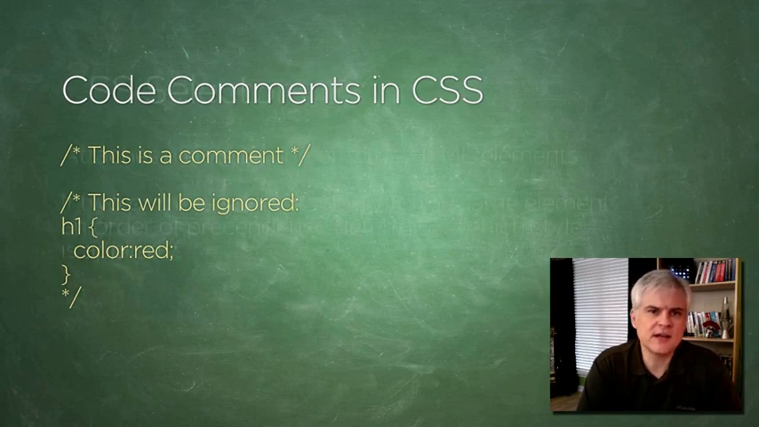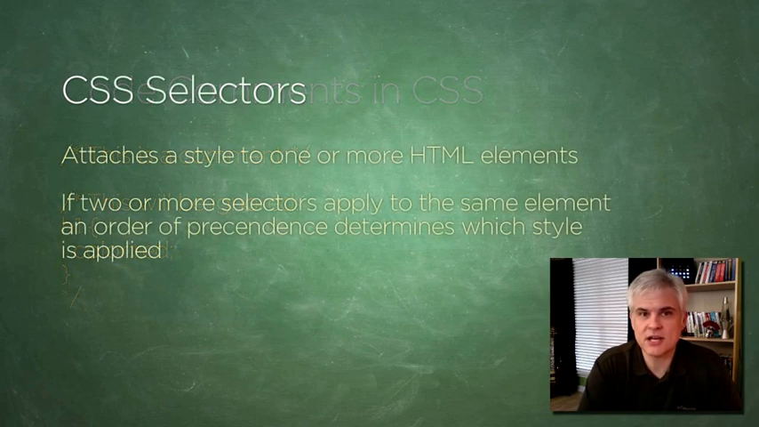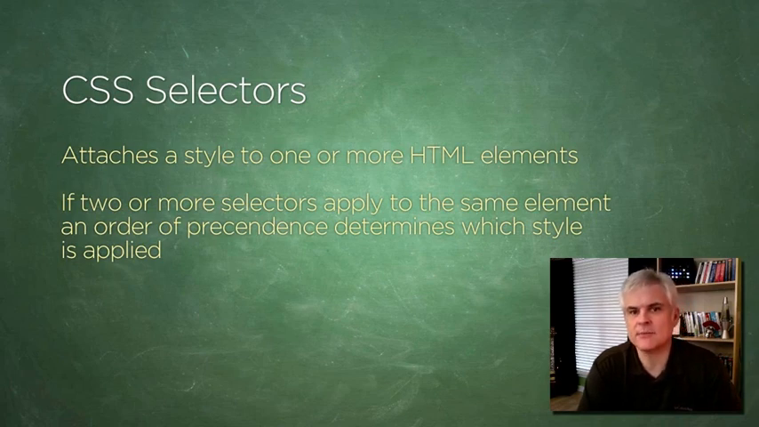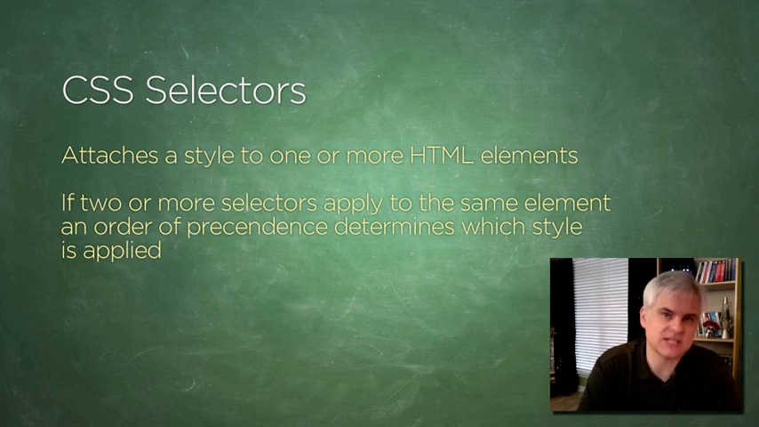Okay, so now let's move on to CSS selectors. If you recall from earlier, CSS selectors are how you attach a style to one or more HTML5 elements. Now we've already seen how tags like the H1 tag can be used as a CSS selector. However, there are many different CSS selectors available, and we'll look at those in just a moment. So in addition to using tags as a selector, the most common CSS selectors are classes and IDs.